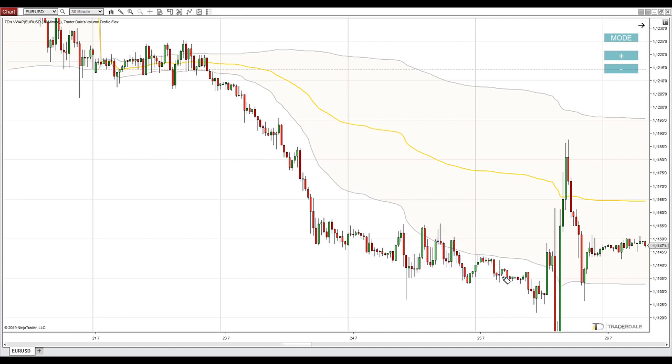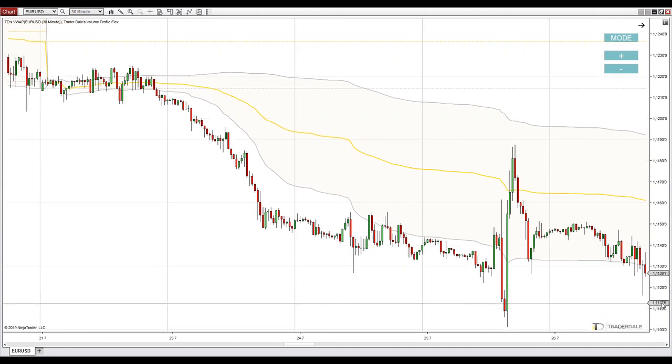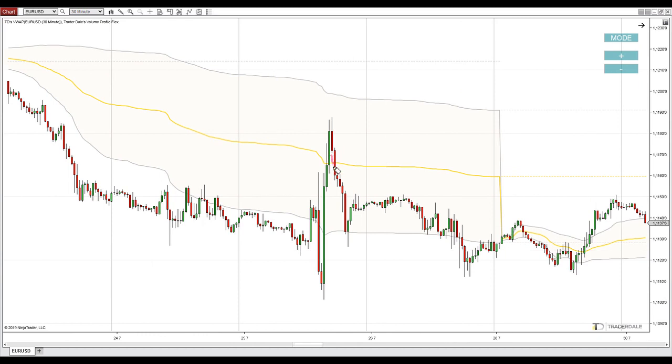Now after those reactions, there was some crazy news which moved the market up and down. This is not really a place where you would like to trade. After the news, you can see that the price reacted to the first deviation right there. Also in here and also in here. But there is no volume profile confirmation, only vwap setups.